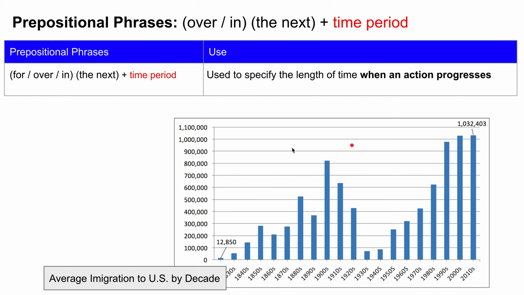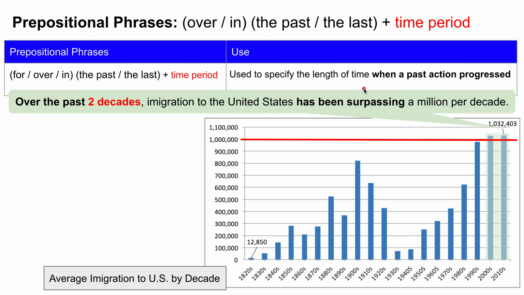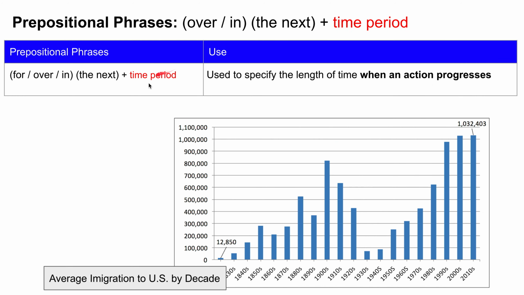We can also say for, over, in the next, plus a time period. These are used to specify when an action progresses. It doesn't have to be in the past. The next is different from the past and the last, because the past and the last are only for a past action. The next is slightly different, and we'll talk about that right now.